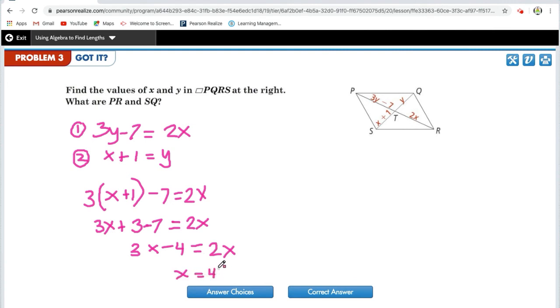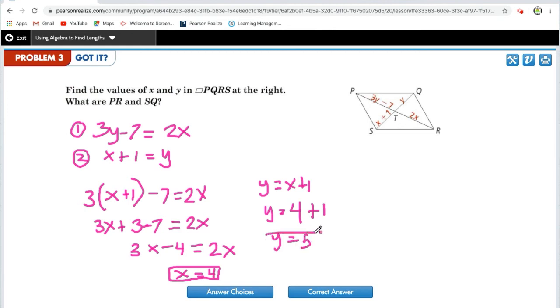Now we already have the value of x. We can easily solve for the value of y using equation 2 by just substituting the value of our x. So using equation 2, which is y is equal to x plus 1, what is the value of y? Since our x is 4, so 4 plus 1, our y is 5.